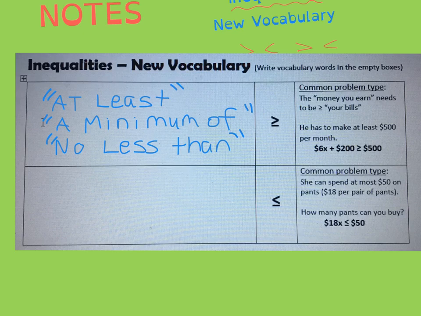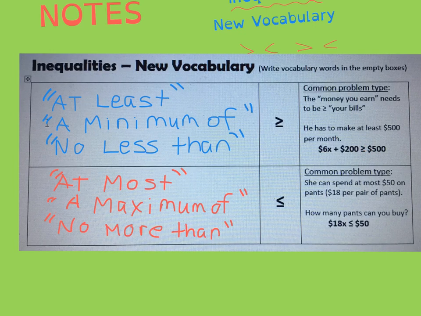You might see the words at least in a problem that has to do with money or money you earn. For example, he has to make at least $500. If you saw the words at least, you'd write greater than or equal to $500. This example shows if you made $6 an hour and you got $200 for a salary, how many hours would you have to work to make at least $500?